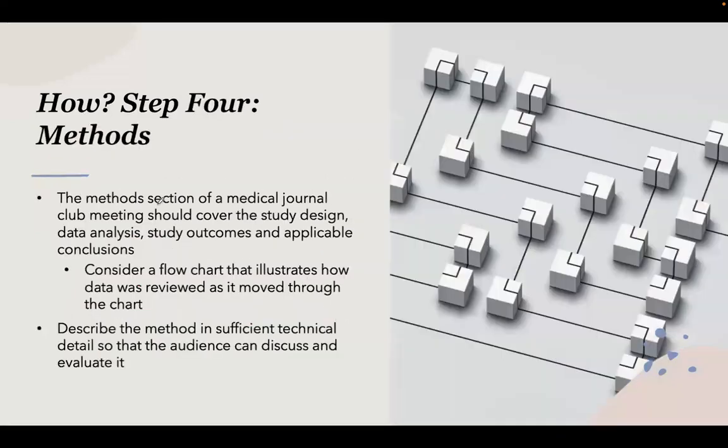It's real. Step 4, methods. This is what I like to do. I like to make a graph or a chart or a flow chart. The methods section of a medical journal is going to cover your study design, the data analysis, the outcomes, and any applicable conclusions. So consider a flow chart for their methods. How did they get to their conclusions? They're not going to necessarily give you their conclusions, but they're going to give you the methods they used to determine good or bad.